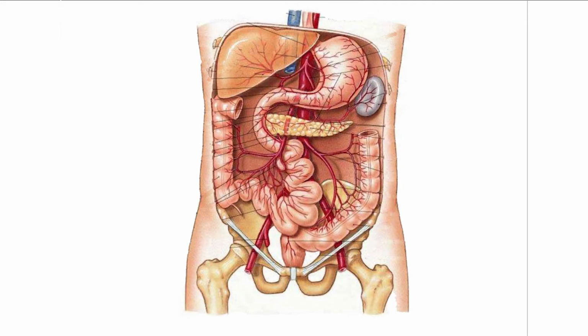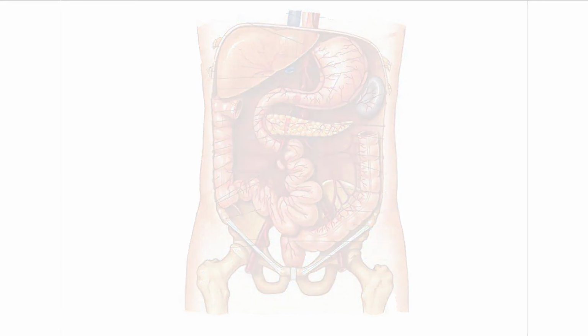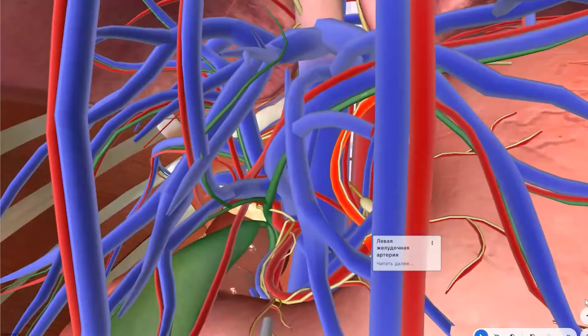The blood supply to the upper floor of the abdominal cavity is provided by the abdominal part of the descending aorta. At the level of the lower edge of the 12th thoracic vertebra, the aorta branches to the celiac trunk, which almost immediately divides into its terminal branches: the left gastric, common hepatic, and splenic arteries.